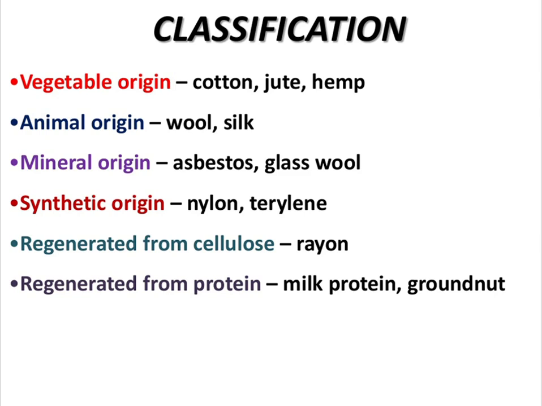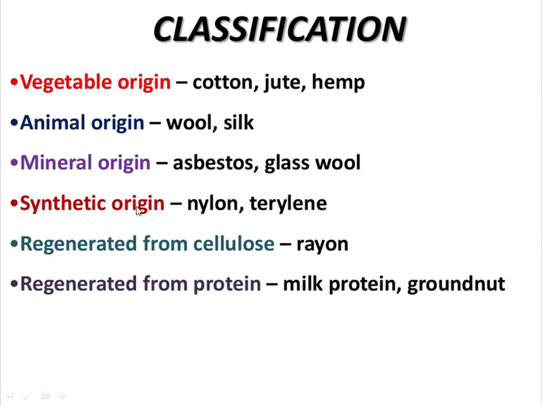Next is the classification of fibers. Based on their different origins, these fibers have been categorized. The first one is vegetable origin. Examples are cotton, jute and hemp. Next, fibers obtained from animal origin are wool and silk. And next is mineral origin, the fibers obtained from minerals. Examples are asbestos and glass wool.